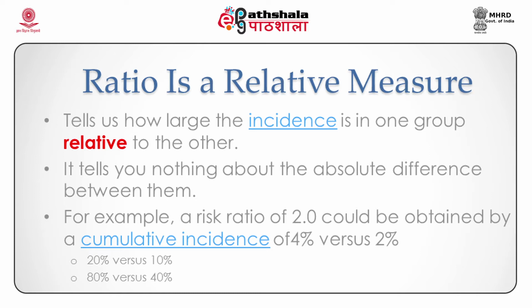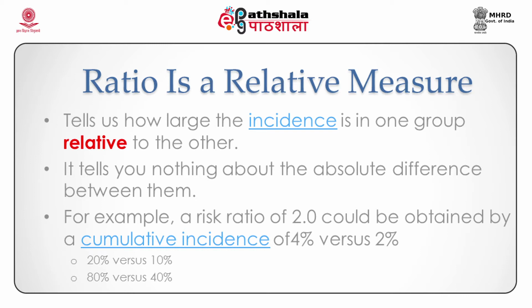Now, note that in either case, when we take the ratio of the incidences, the ratio turns out to be 2. However, if we take the absolute differences, in the first case, the absolute difference is only 2%. In the second case, the absolute difference is 10%. And in the third case, the absolute difference is 40%.